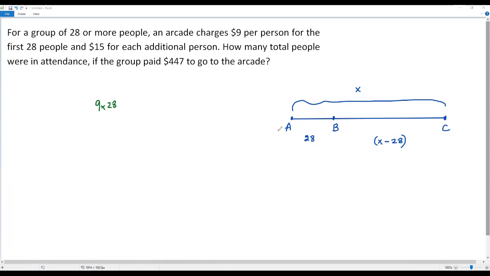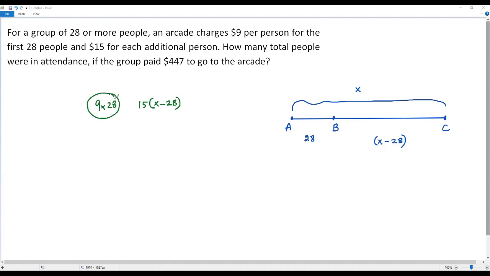Okay, now let's consider the additional people. There are X minus 28 additional people, and for each additional person, they are charging $15. Now, to find the total money charged for X minus 28 additional people, we have to multiply the charge for each additional person, 15, by the number of people, X minus 28. Let me write over here, that is 15 times (X minus 28).